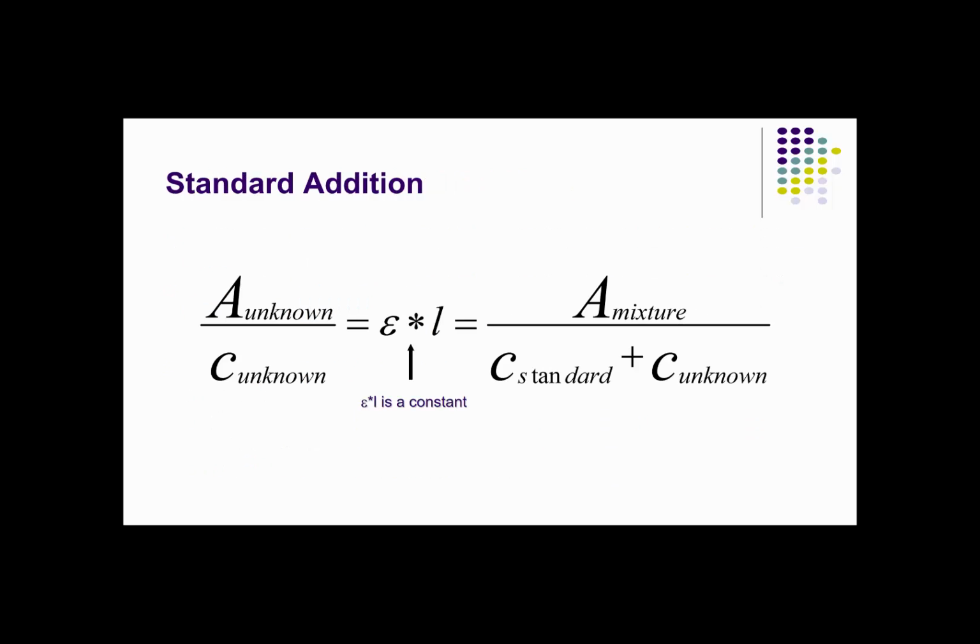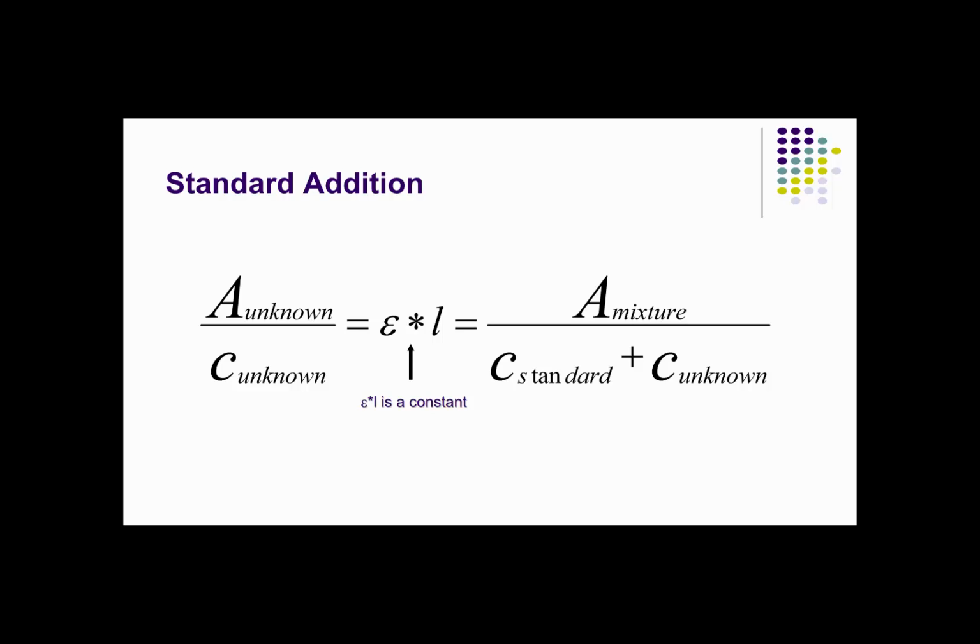Now, quantitation is very quick and very easy. It's based on this linear relationship between absorbance and concentration. So absorbance of the unknown divided by concentration of the unknown is going to equal a constant, epsilon L. Epsilon, characteristic of that particular chromophore, L, the path length of the cuvette.